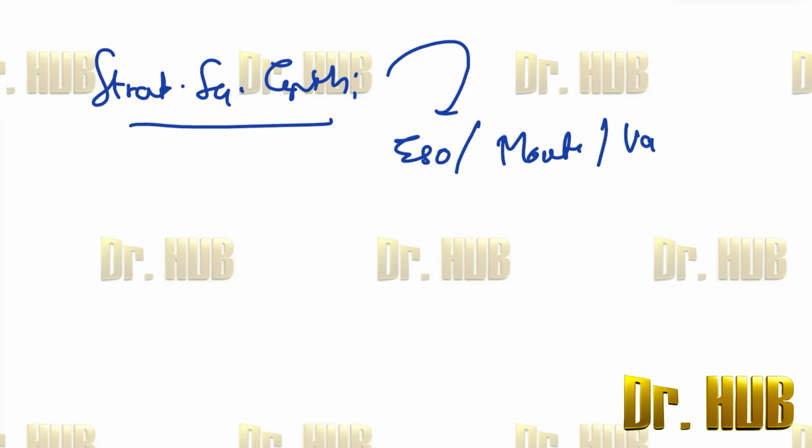Next we have the stratified squamous epithelium. It lines the esophagus, mouth and the vagina, and the function is that it protects against abrasion.